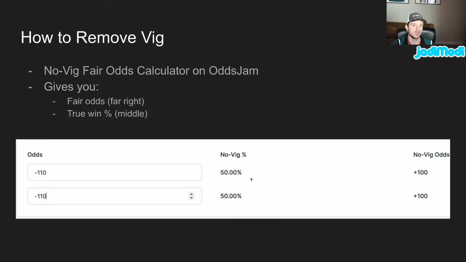So essentially, when a sportsbook has equal amounts of juice on each side, right, the number is the same, whether it's the over or the under. Whenever there is an equal amount of juice on each side, that is always going to be a 50-50 outcome. But if you ever want to calculate what the no VIG odds are, you just go to the no VIG fair odds calculator on OddsJam, type in both sides of the line.